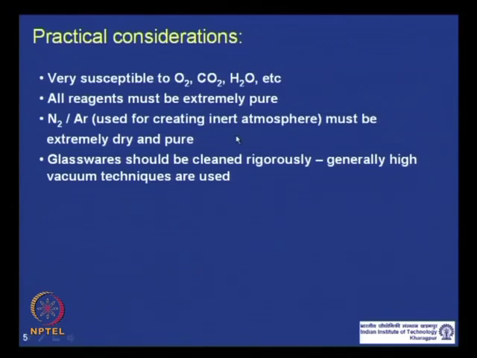Now, to create an inert atmosphere, we typically use nitrogen and argon in the lab. The nitrogen and argon used to create an inert atmosphere have to be extremely dry, without moisture, and extremely pure, and that is a really challenging job for the scientists who practice anionic polymerization. There are several columns through which they send these gases before they can utilize them to create the inert atmosphere in the reaction environment.